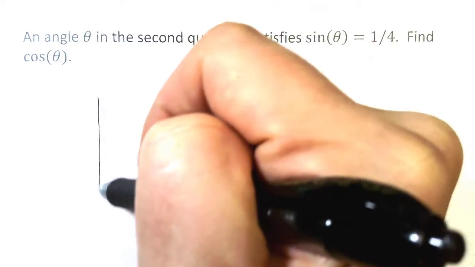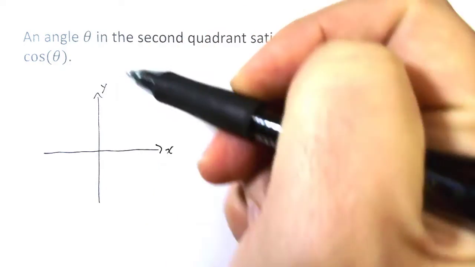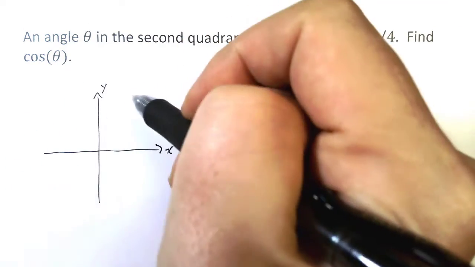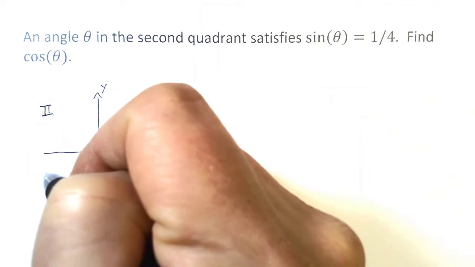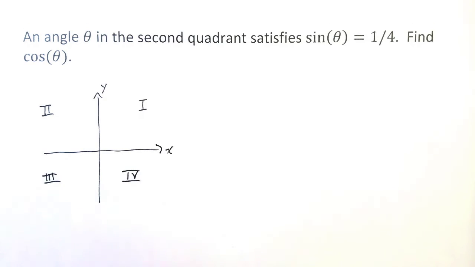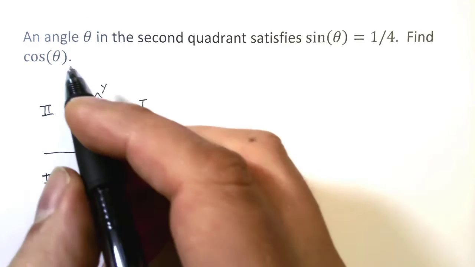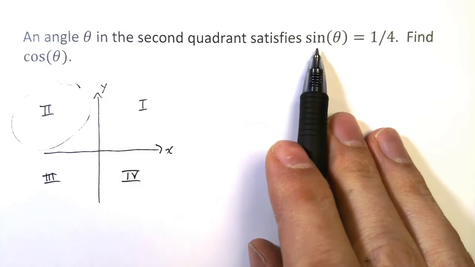What does that mean? Well, when we have the x and y axes, they subdivide the xy plane into 4 quadrants: quadrant 1, 2, 3, and 4. These are the 4 quadrants. So we know our angle puts us into this quadrant. Okay, so let's see what we can do with this.